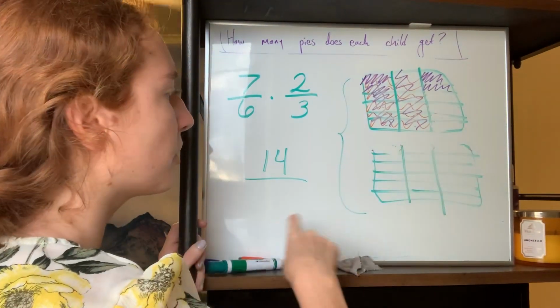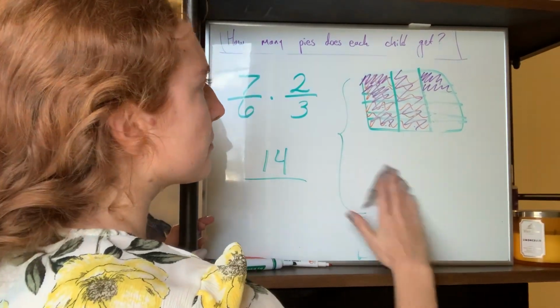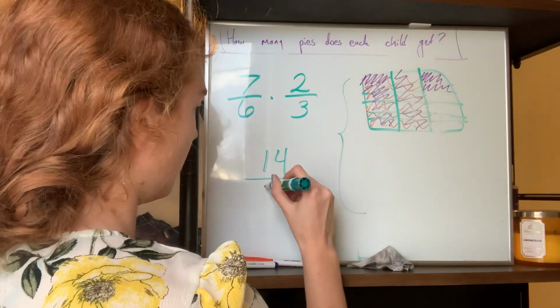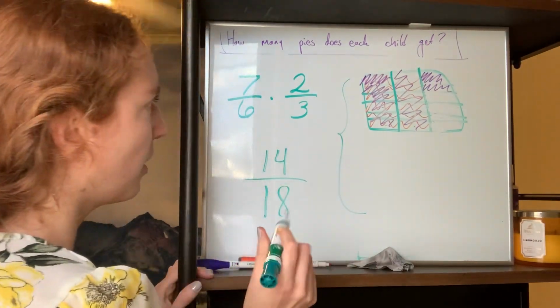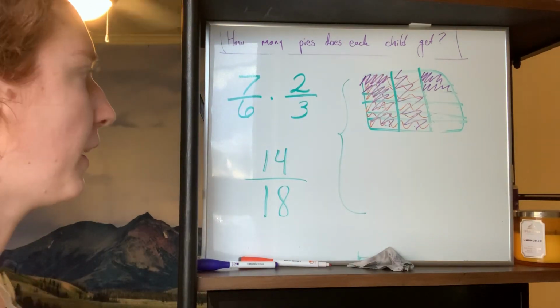So I don't need this box anymore. It was just there to help me out a little. 14 out of 18. And then you can see that multiplication does hold, that would work.